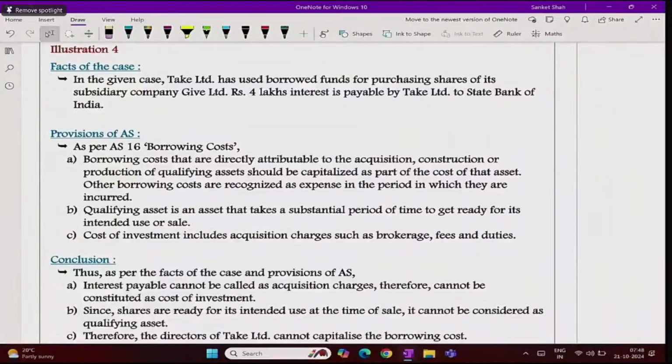Conclusion. Thus, as per the facts of the case and as per provisions of AS, interest payable cannot be called acquisition charges, therefore cannot be considered as cost of investment. Since shares are ready for their intended use at the time of sale, they cannot be considered as a qualifying asset. Therefore, the directors of Take Limited cannot capitalize the borrowing cost.